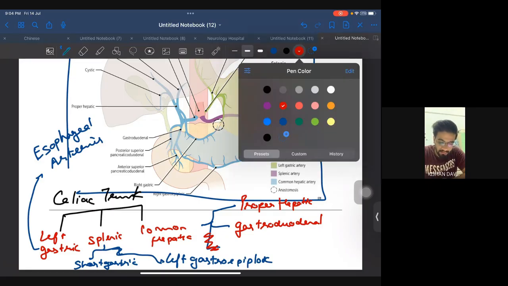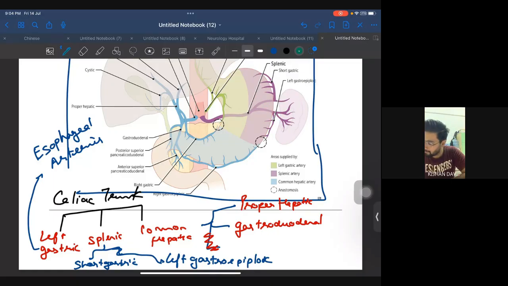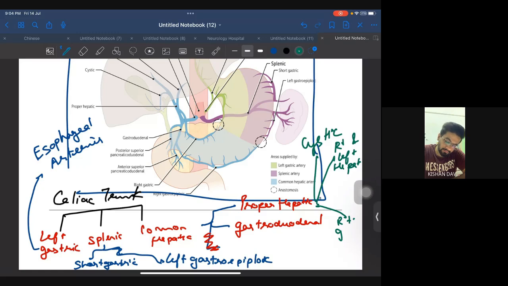Now another thing, going ahead, proper hepatic will give into three branches. One, two, three. The first one will be cystic artery. Second one, it will branch into right and left hepatic arteries. And the third one will be right gastric artery.